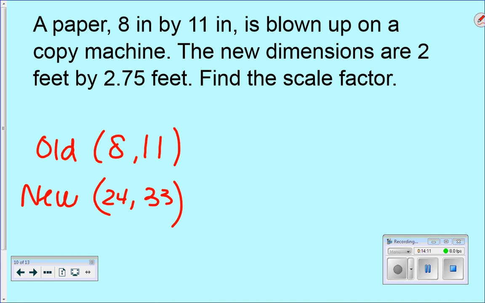So here's what you're going to do. You take either your x's or your y's, and the new one goes on top, the old one goes on bottom. 24 divided by 8. Guess what your scale factor was? 3. Do you guys have questions for me? No, because 33 divided by 11 is 3. That's why you really only need to take one, the x's or the y's, because you multiply both your x and your y by the same number, so it should be the same number.